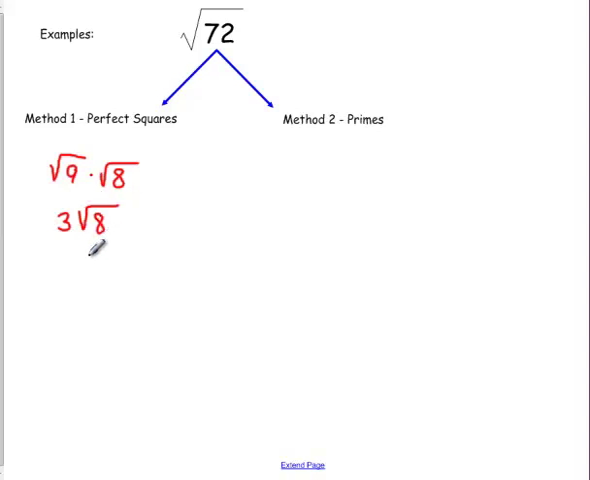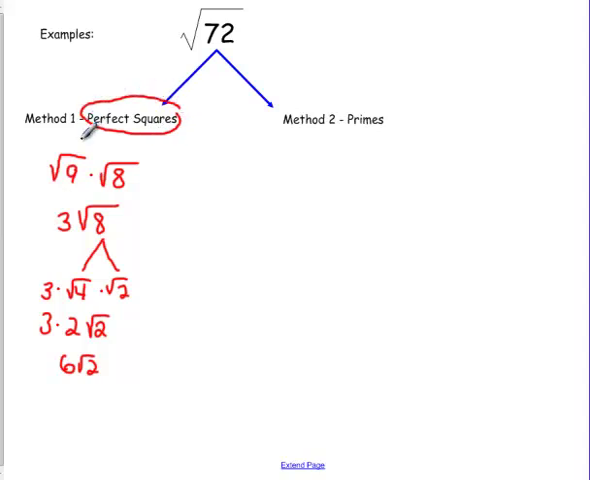But be careful. The square root of 8 is not reduced. I can still take the square root of 8 and break it down into the square root of 4 times the square root of 2, and then this 3 is still on the outside. The square root of 4 is 2. We cannot take the square root of 2, so my final answer is 6 radical 2. See, that way is called perfect squares because I always try and find a perfect square.